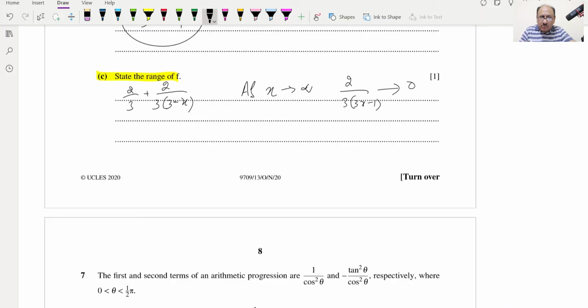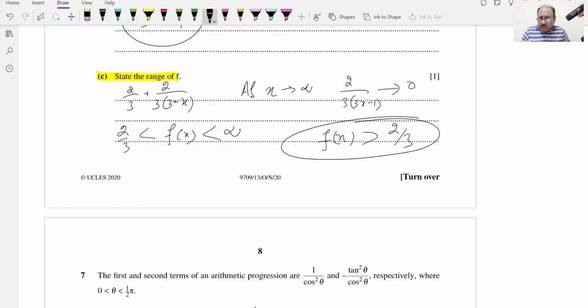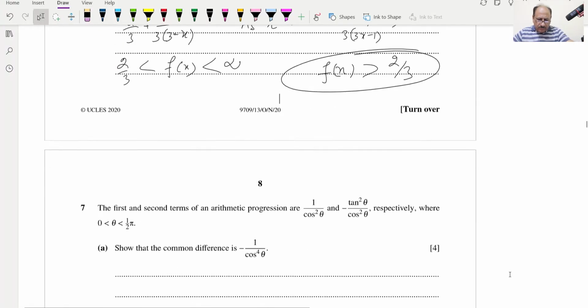This will be switching to 0. So f of x will be varying, in that case, from 2 by 3, so greater than 2 by 3 and less than, if we replace x is equal to 0, we will get 2 by 3 plus something, and if we replace infinity, it's basically like this one. So we can write f of x is greater than 2 over 3. This will be the final answer, 1 mark part.